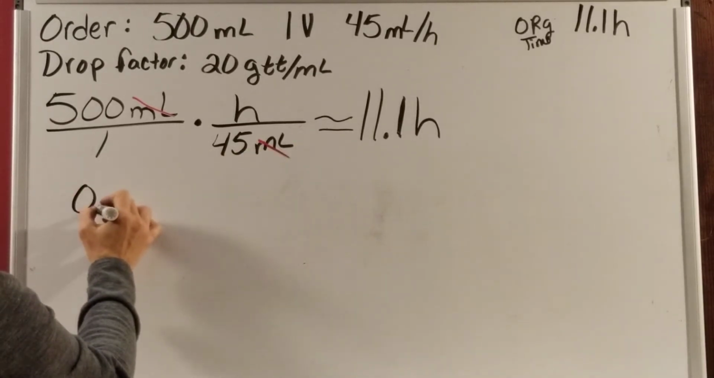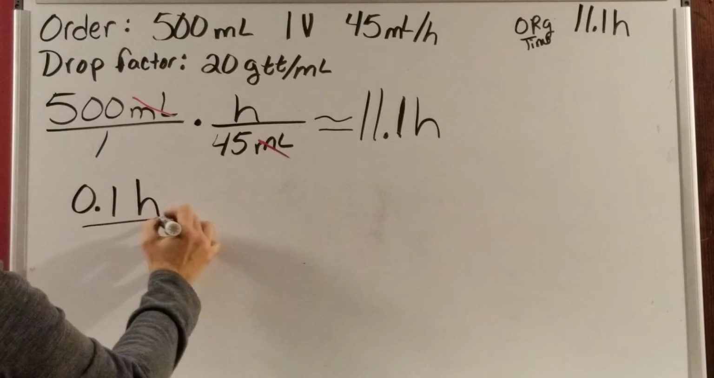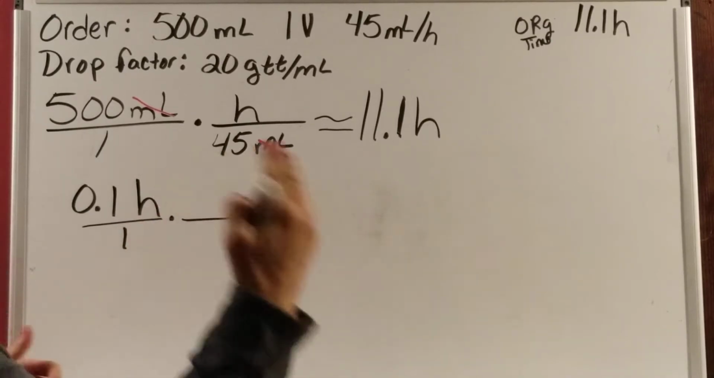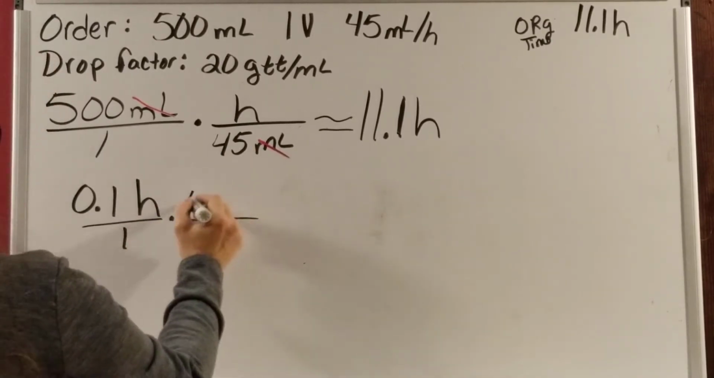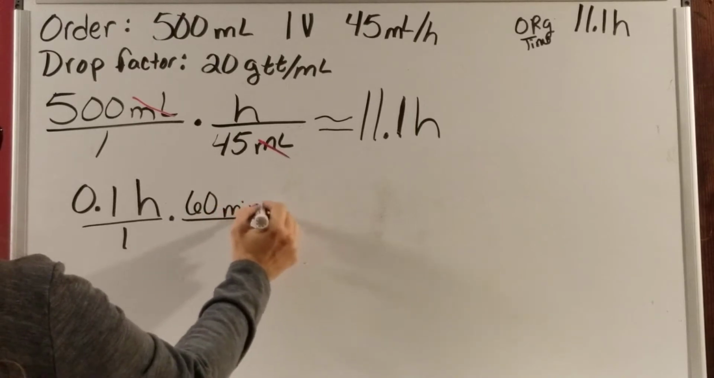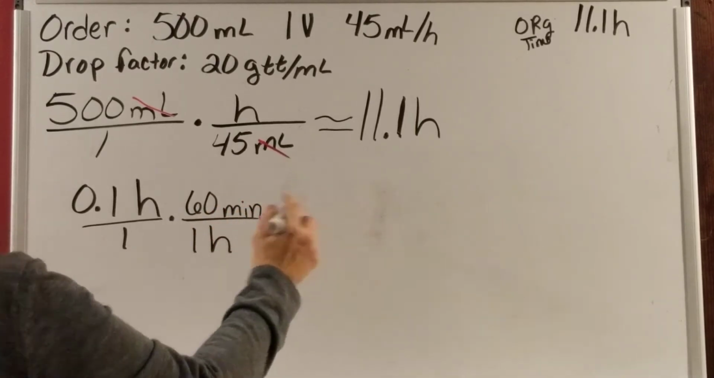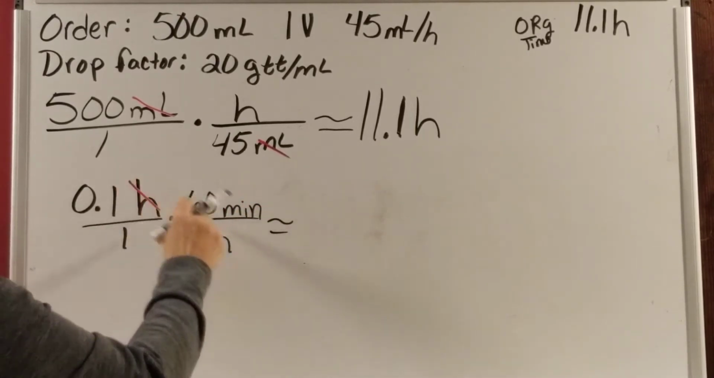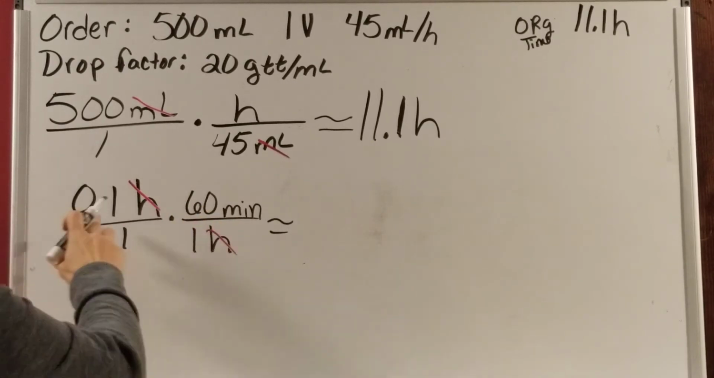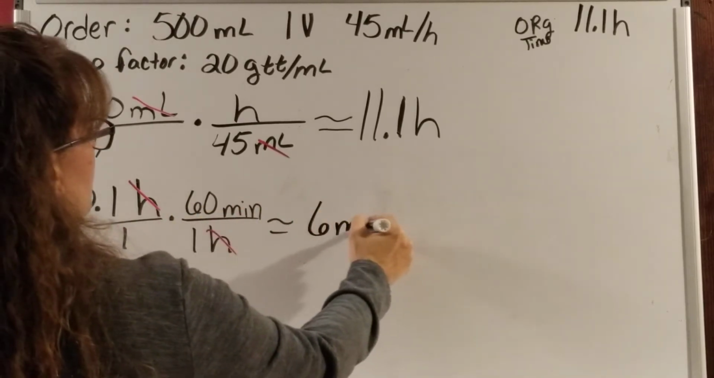Well, we're going to take the 0.1 hour and convert it to minutes. We know for every 1 hour, it's 60 minutes. If we're solving for minutes, it needs to go on top, hour on bottom. And if I'm able to reduce this, we did great. 0.1 times 60 is 6 minutes.